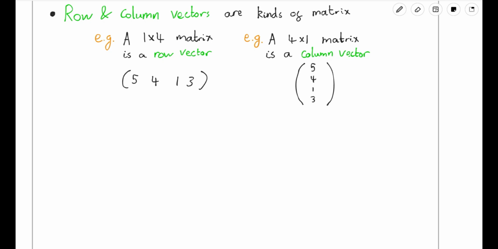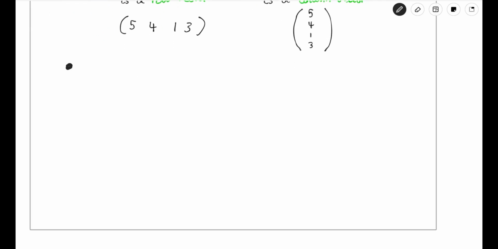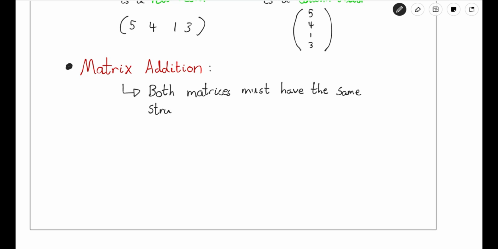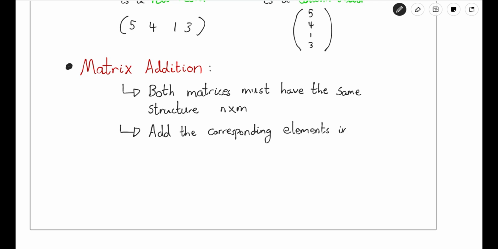Okay, great. So what can we actually do with matrices? The simplest operation we can perform on matrices is to add them. Matrix addition is nice and straightforward, but there's one thing that you've got to keep in mind. In order to add two matrices together, both matrices must have the same structure, n times m. That is, both matrices must have the same number of rows, n, and they must each have the same number of columns, m. Assuming both matrices have the same structure, it's very easy to add the two matrices together. You simply add the corresponding elements in each matrix.